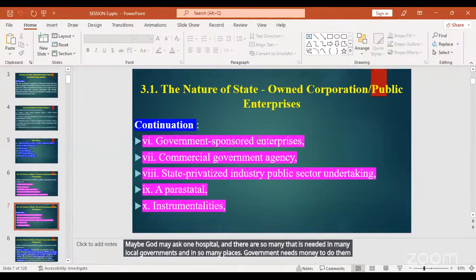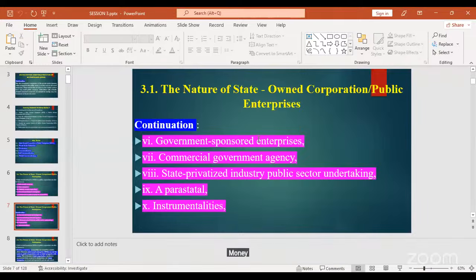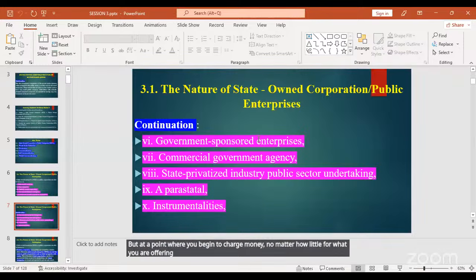Then gradually government begins to say, okay, instead of doing it absolutely free, let us begin to charge some money. Anything you are doing and you don't charge any money is not commercialized. It's not what? Commercialized. But at a point where you begin to charge money, no matter how little, for what you are offering, then commercialization has set in.